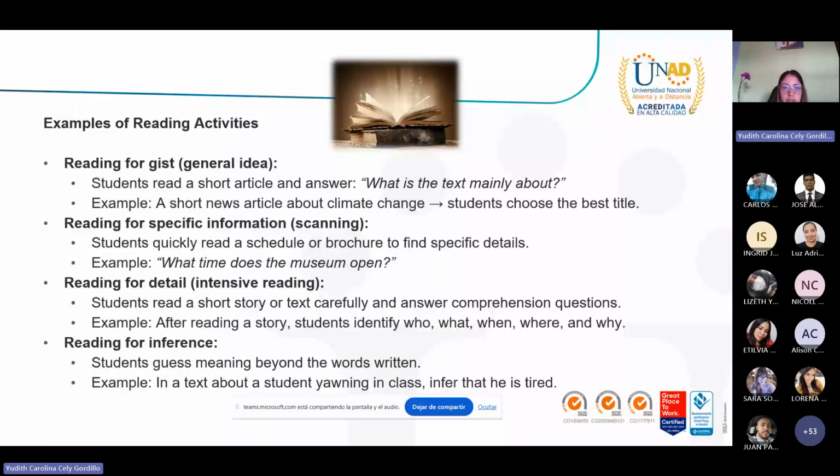Can you see my screen? Or do you have any problem with this? Yes, I can see. Okay, thanks.